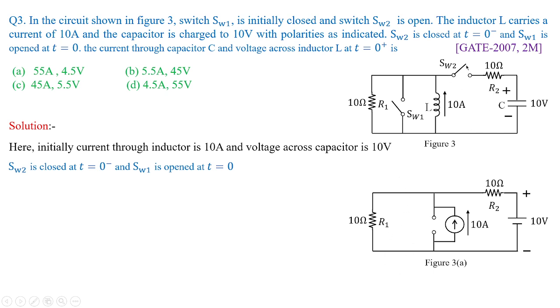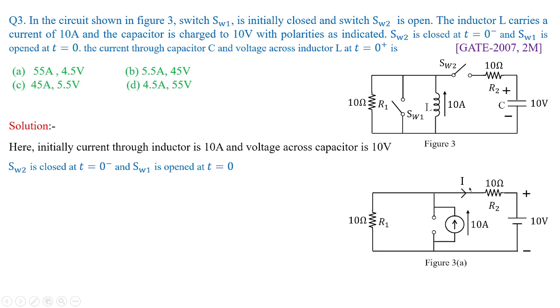And as soon as this switch SW2 is closed, the inductor behavior initially for this condition will be open circuited, but the current through the inductor was 10 amperes. And the capacitor voltage is 10 volts. This capacitor changes to short circuit as soon as the switch SW2 is closed. So this is how figure 3 changes to figure 3a. So this is an important catch in this particular problem.